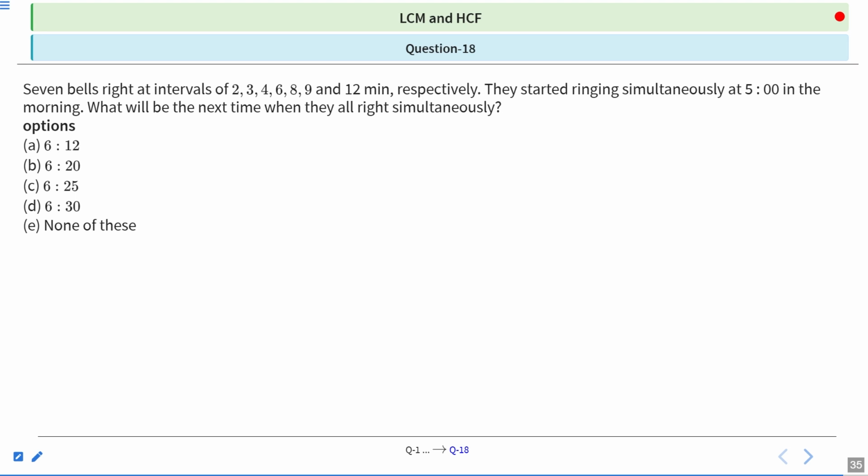Next is 7 bells ring at intervals of 2, 3, 4, 6, 8, 9, and 12 minutes respectively. They start ringing simultaneously at 5 in the morning. What will be the next time when they will ring simultaneously? So the options are option A 6:12, option B 6:20, option C 6:25, option D 6:30, and option E none of these. I'm giving you 10 seconds to find out the correct answer, and after that I will do the solution for you.